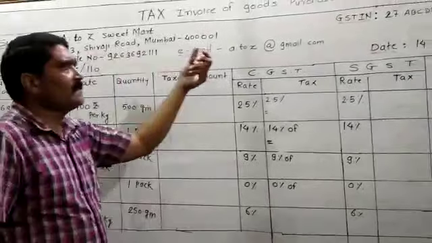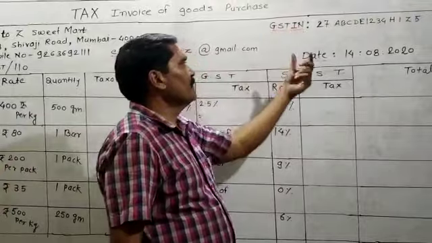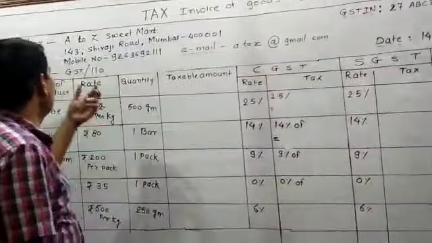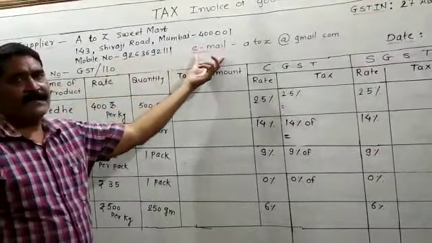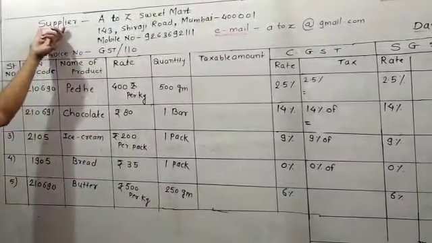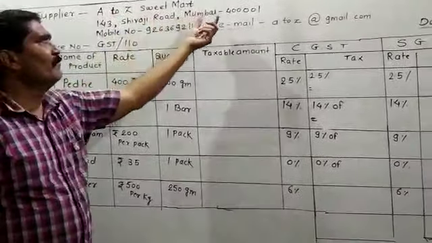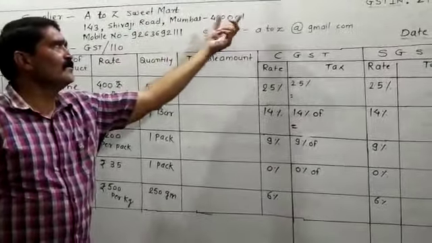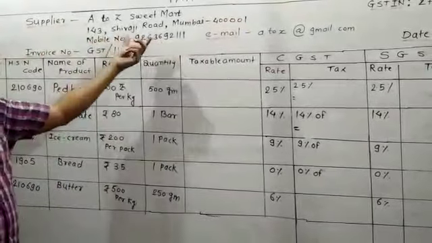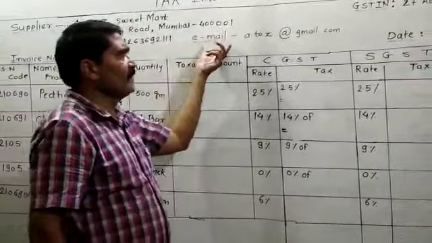The second thing is the GSTIN, meaning GST identification number. Then the date, and after that they also give the email address, and then the invoice number. So the supplier name is A to Z Sweet Mart, 143 Shivaji Road, Mumbai 400001. The mobile number is also given, and the email address is also given.